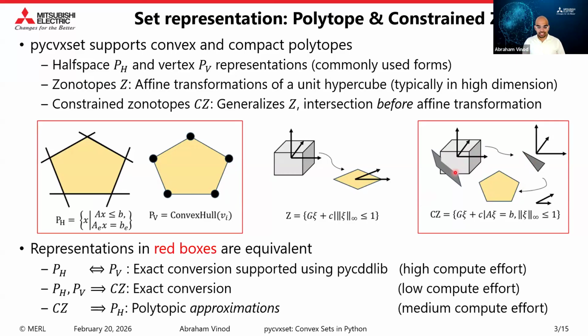And what pycvxset allows you to do is define either of these representations and do these set operations that we were talking about. It also uses pycddlib to do this facet vertex enumeration. It's high computational effort, and some of these complications become even worse as you go to higher dimensionality. Additionally, pycvxset allows you to define constraint zonotopes from these half-space and vertex representations, and you can also go back via approximations, which I'll get to in a minute when I talk about plotting them.